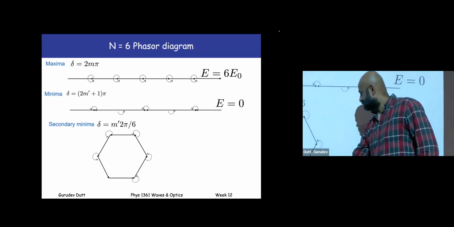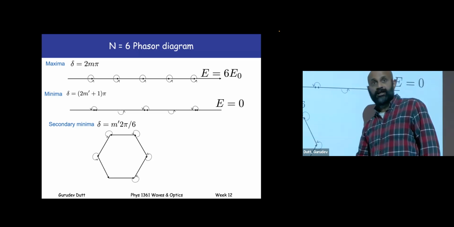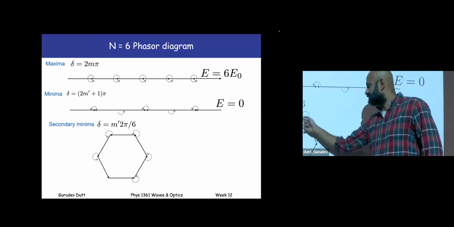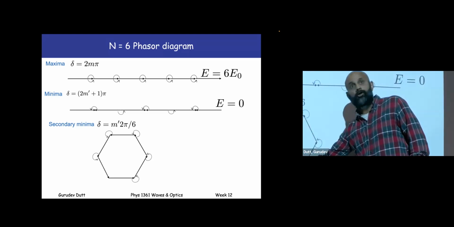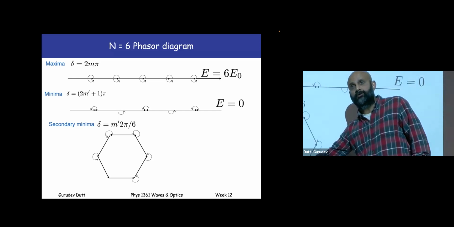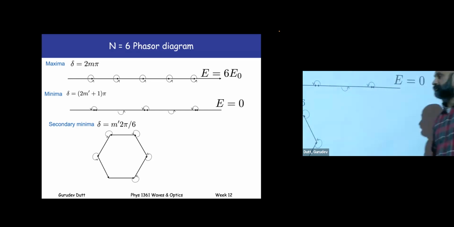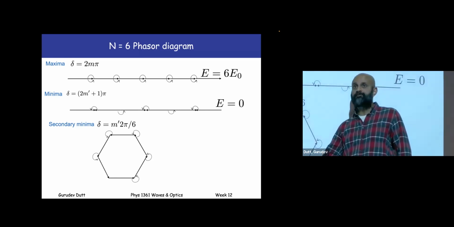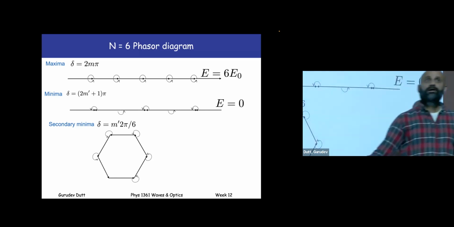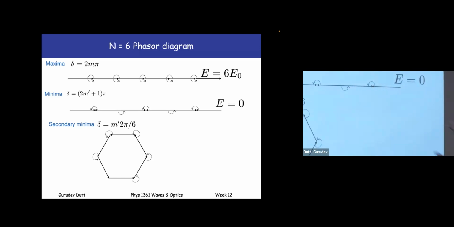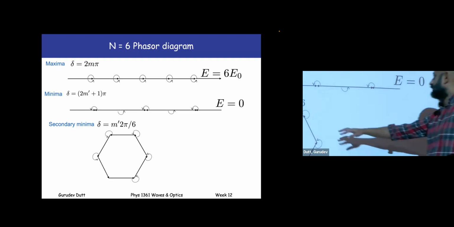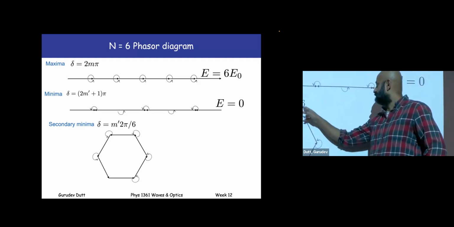So now you see the first phasor is down here. The next phasor rotates by 60, the next by 60, the next by 60, etc. And they close and form a closed polygon in this phasor plane. And so now you can see again the total field, the sum of all of these phasors, is 0, even though the angle isn't explicitly 2m prime plus 1 pi, but it is some angle 2m prime pi divided by 6.